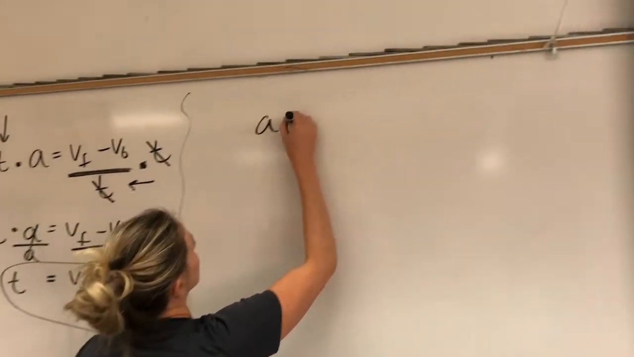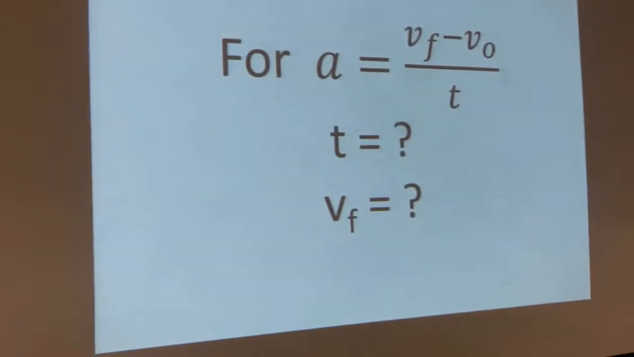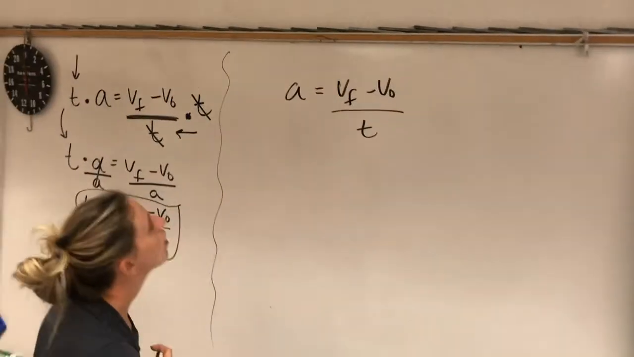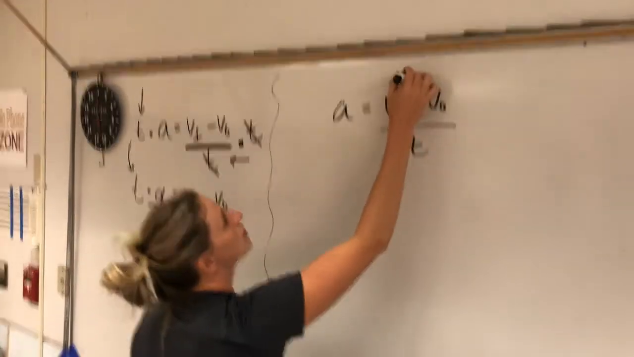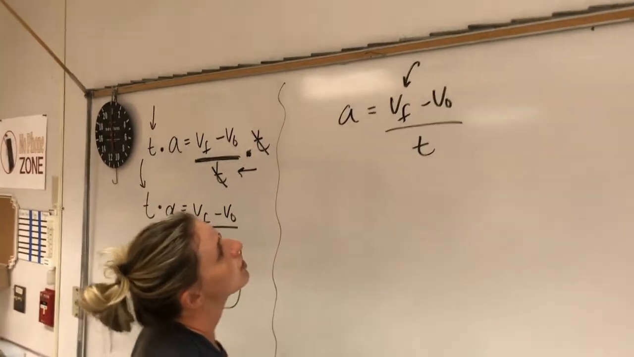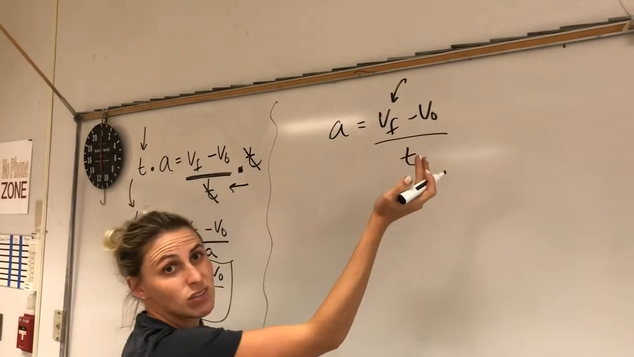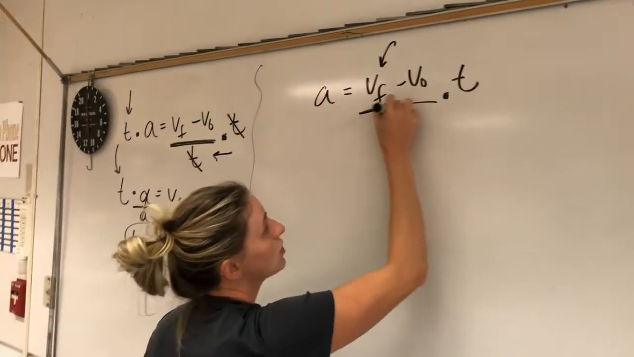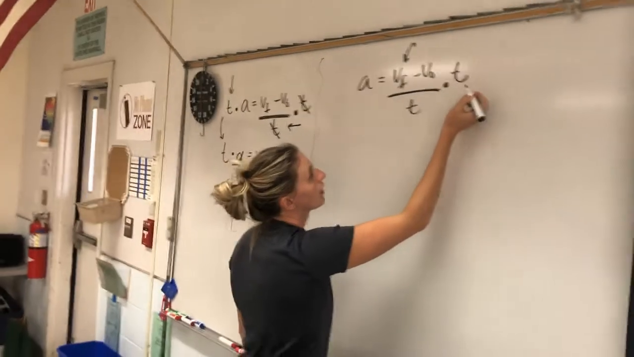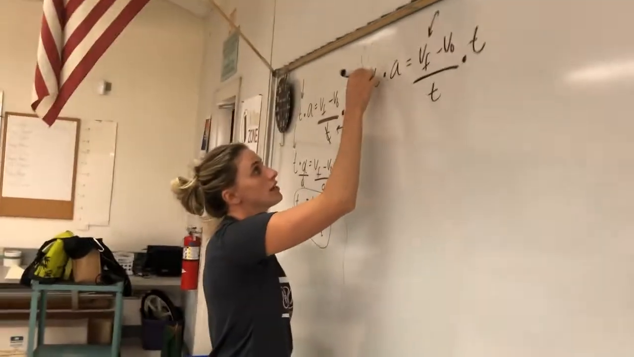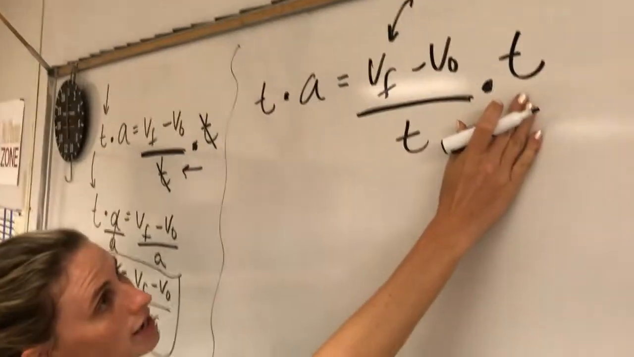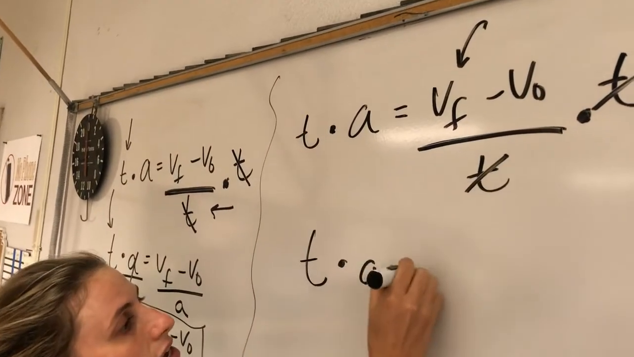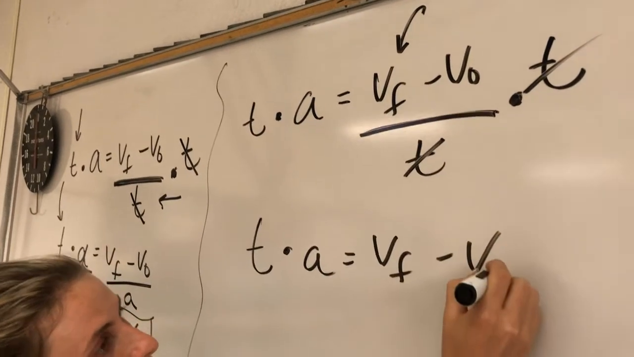Let's go ahead and do the same thing for v final. Okay, so we want to get this one by itself right here. First things first, I'm going to start by getting rid of t again. We did that a minute ago. So to multiply by t, because we have division here, we have to get rid of it by multiplying. I'm going to do the same thing over here because you have to do the same thing on both sides. These guys cancel. I've got t times a equals v final minus v initial.